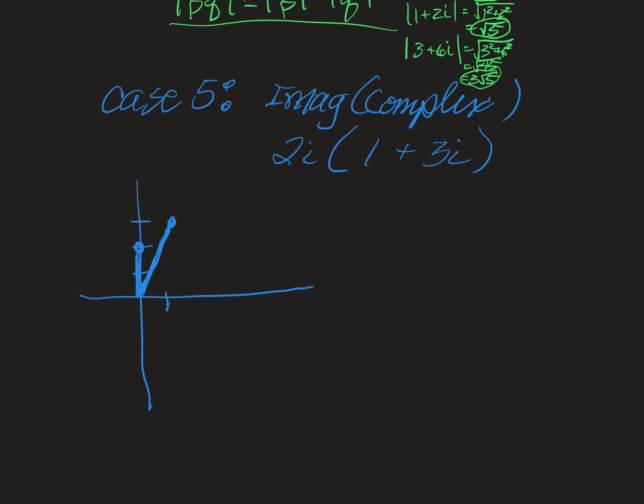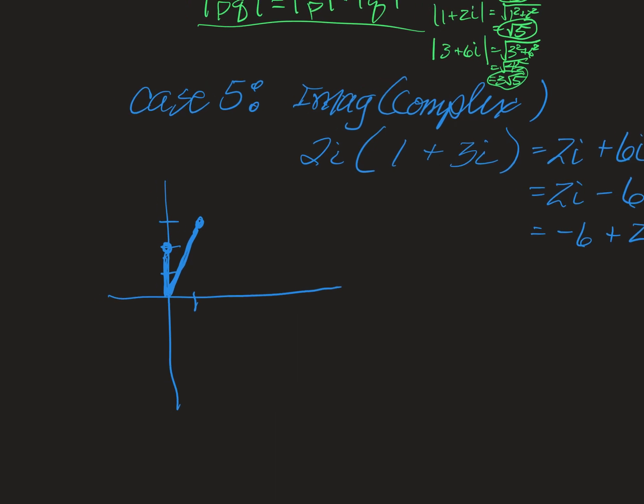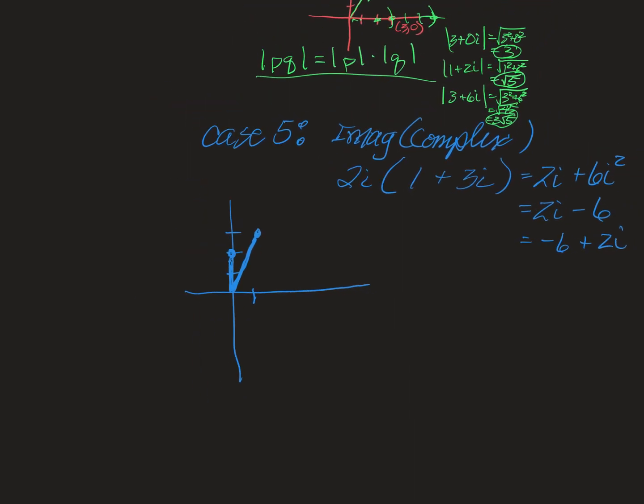Now we're going to take 2i times 1 plus 3i, and that gives us 2i plus 6i squared. The i squared is negative 1, so this becomes 2i minus 6, or negative 6 plus 2i. All right? And if we look at that, negative 6 is in this direction. So let me shrink this. And so we go 1, 2, 3, 4, 5, 6. And plus 2i, then that will go up. So we end up right here.